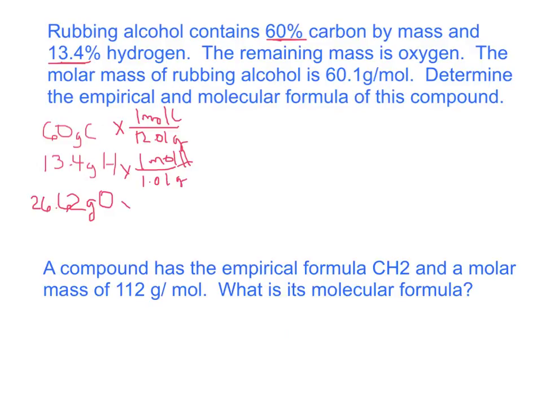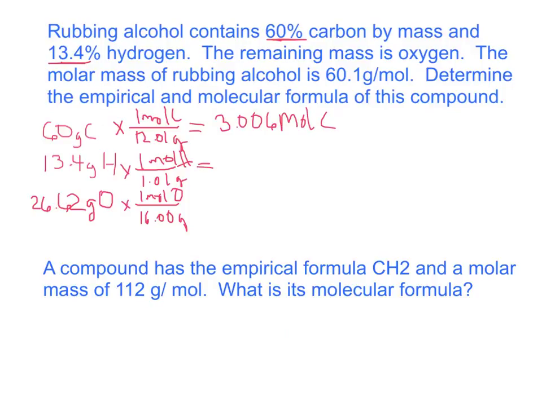Right off the periodic table, a mole of oxygen is 16.00 grams. So we divide all those masses by the molar mass. You find out the first one is 3.006 moles.